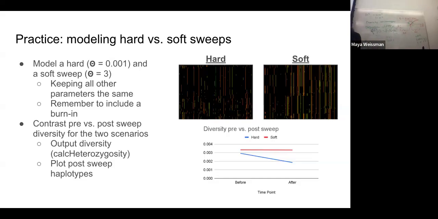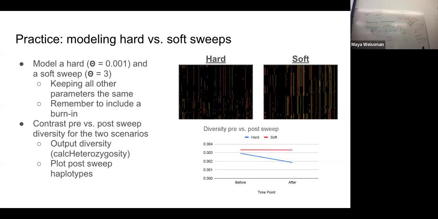Hopefully from this exercise, you got two things while Edward is finishing up. First, hopefully you understand the difference between hard and soft sweeps and how we can use theta to tell us that information, and also how you can normalize theta across different population sizes to give you the same expectation for the number of new mutations or the kind of sweep you're expecting to get. So that's the first part.